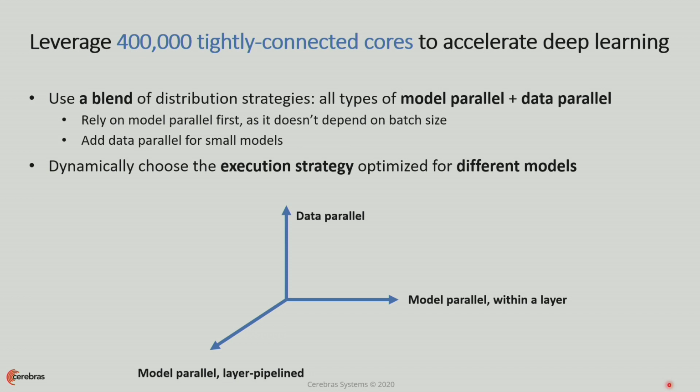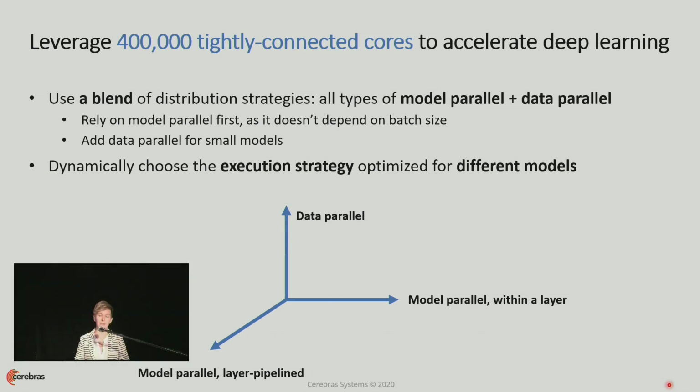And again, the secret here is that all of these are tightly connected to each other. So we can essentially use exactly the same approaches as Paulius reviewed with you. We use different types of model parallel, and we use data parallel, and we are not bottlenecked by communication. As a result, we use a blend of those strategies, and that blend is very, very flexible.